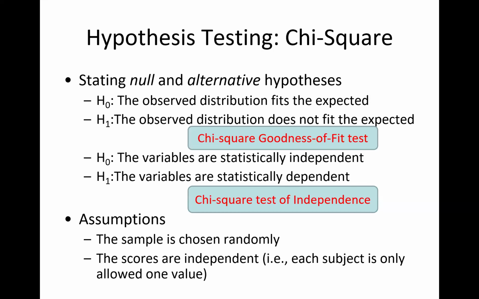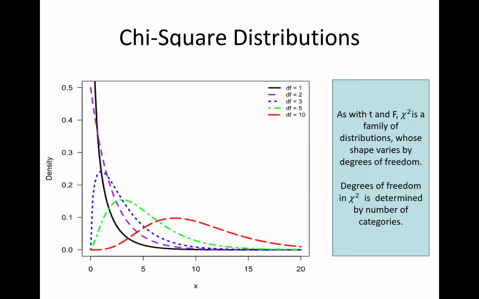The assumptions, which I believe I will state a little bit more later, are that the sample is chosen randomly and the scores are independent. Each subject is only allowed one value. There are no overlapping categories. The chi-square distribution is like the F and the T, a family of distributions. And the shape of the chi-square distribution varies according to degrees of freedom, just as with those others. Degrees of freedom in chi-square is determined by the number of categories.